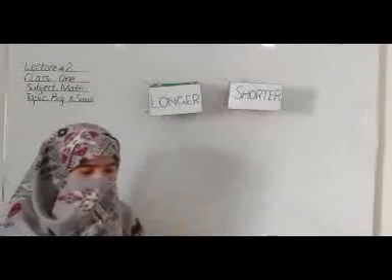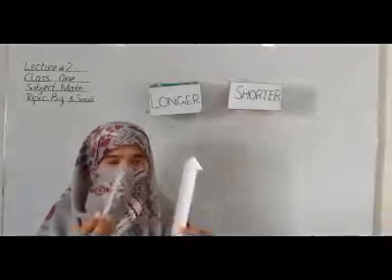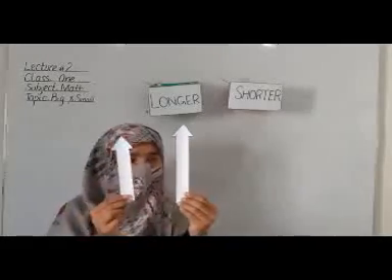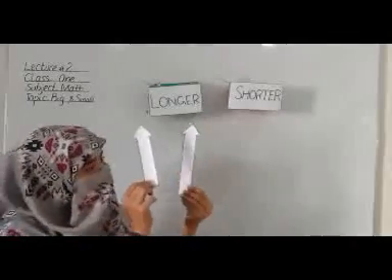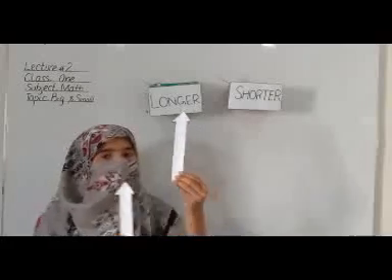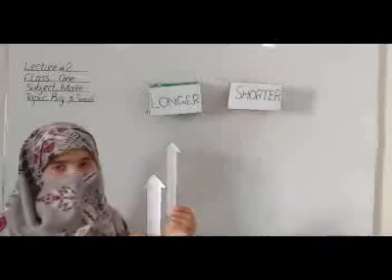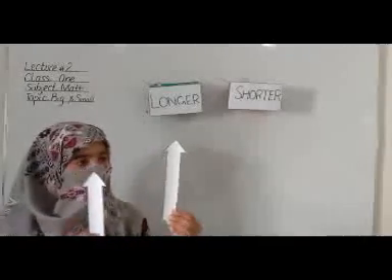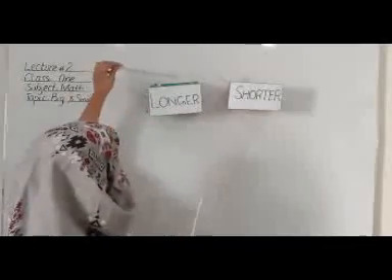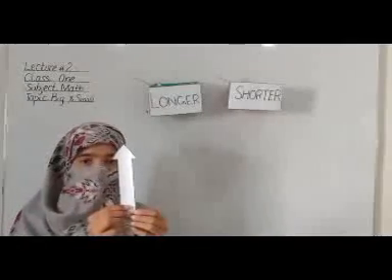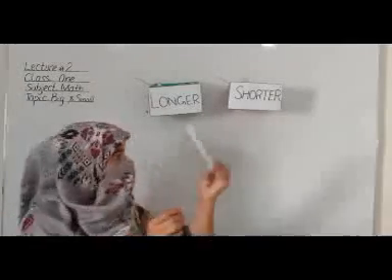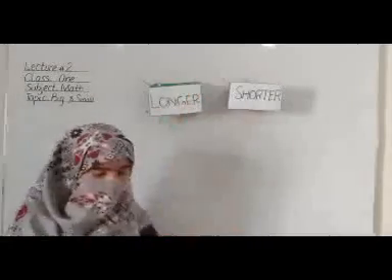Good. I have two arrows. All of you look good. This one is shorter and this one is longer. Now put students in the longer and shorter box. This one is longer. Now put it in the longer box, and this one is shorter. Now put it in the shorter box.